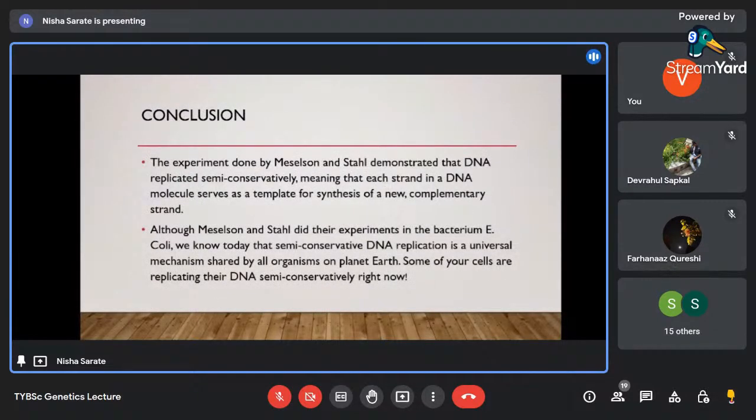Conclusion. The experiment done by Meselson and Stahl demonstrated that DNA replicates semi-conservatively, meaning that each strand in a DNA molecule serves as a template for synthesis of new complementary strands. Although Meselson and Stahl did their experiments in the bacterium E. coli, we know today that semi-conservative DNA replication is a universal mechanism shared by all organisms on planet Earth. Some of your cells are replicating DNA semi-conservatively right now.